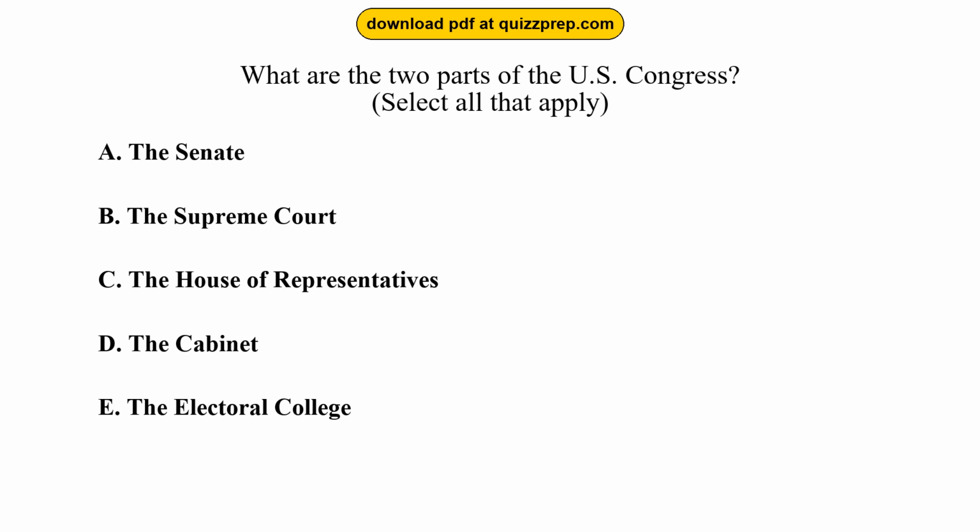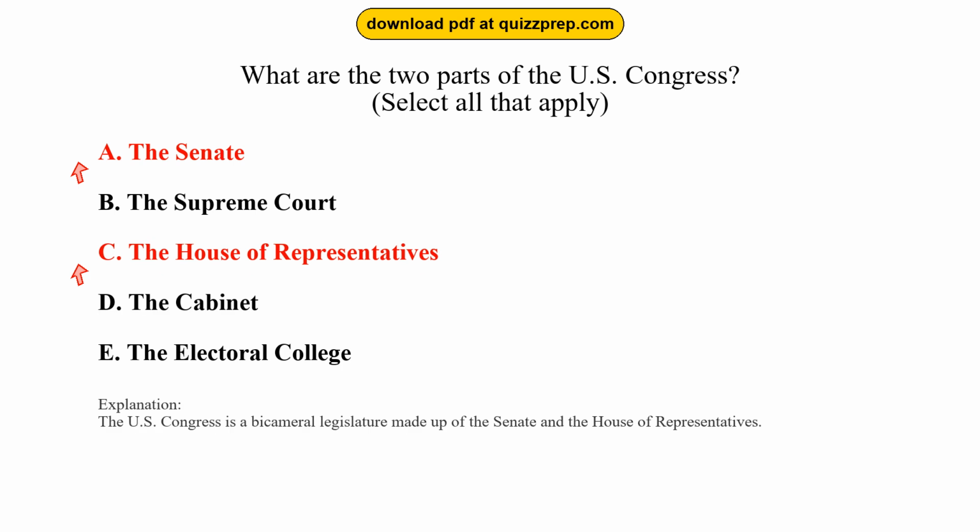Option C, the House of Representatives. Option D, the Cabinet. Option E, the Electoral College. The correct answers are options A and C. The Senate, the House of Representatives. The U.S. Congress is a bicameral legislature made up of the Senate and the House of Representatives.